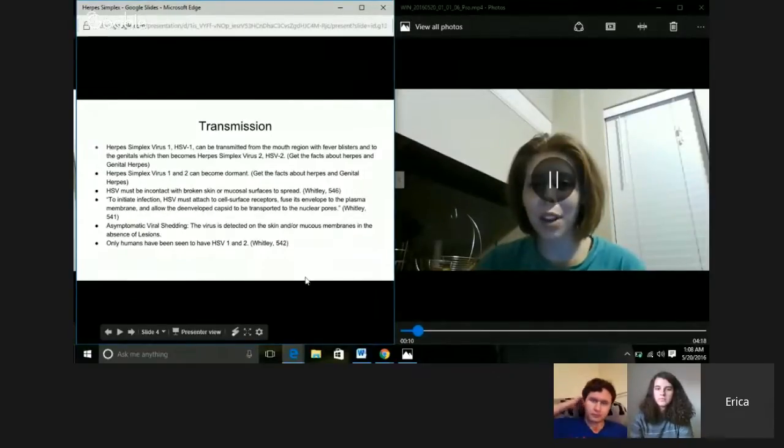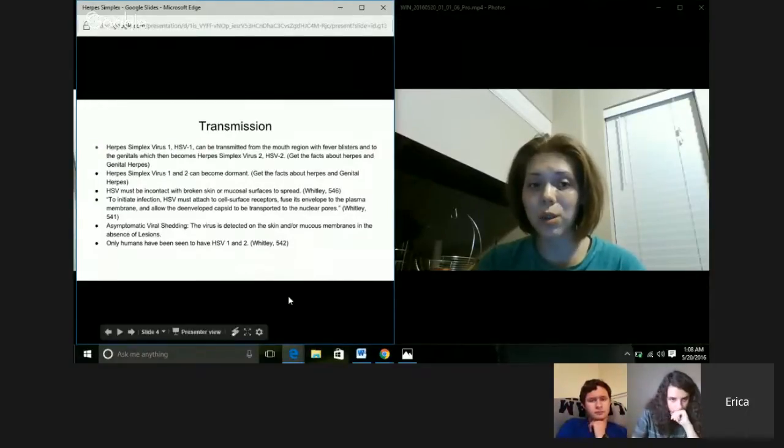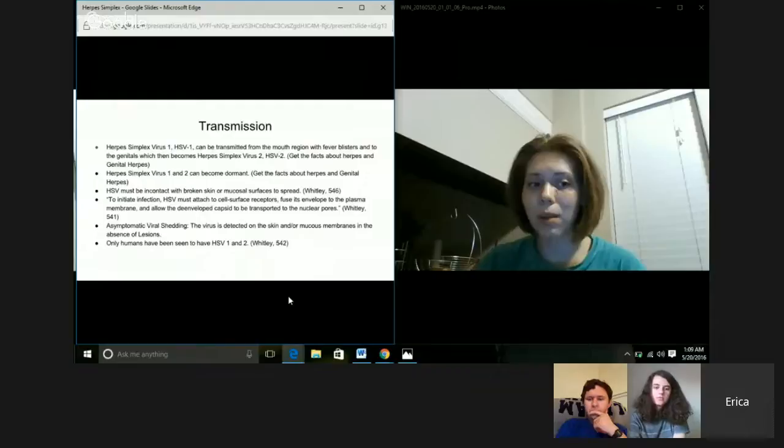Herpes simplex 1, commonly known as HSV1, can be transmitted from the mouth region, the fever blisters, to the genitals, which then becomes herpes simplex virus 2, also known as HSV2. Herpes simplex virus 1 and 2 become dormant in the body. This means that transmission of the herpes simplex virus would not occur until there is an outbreak. However, many people that have HSV1 and or 2 may not know it because they do not go through breakouts but are asymptomatic. This means that the virus is detected in the skin and or mucous membranes even though there are no current lesions on the skin. In this case, the virus sheds even when there's no outbreak.